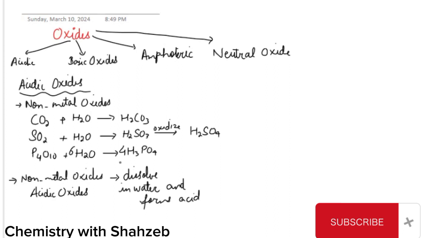Now it is balanced. So we can see that acidic oxides are first of all non-metal oxides, and they dissolve in water and form acids. The other thing is that these oxides react with bases, okay, and they form salt, which is sodium sulfite, Na2SO3. Along with it, there is production of water. So when acidic oxides react with bases, they form salt and water.